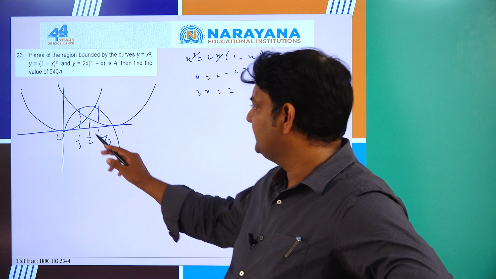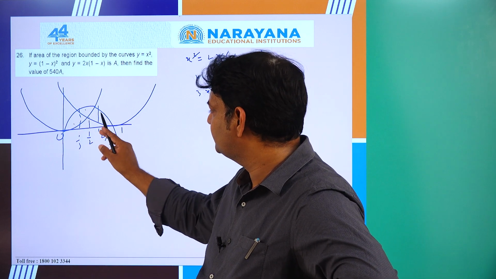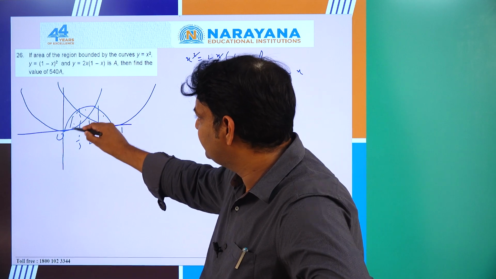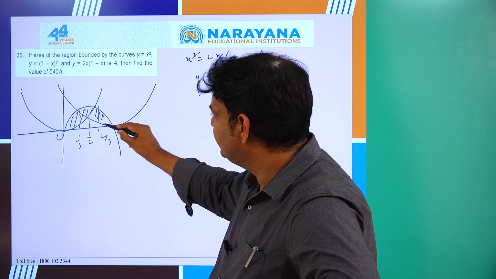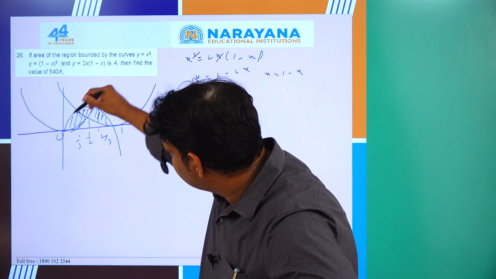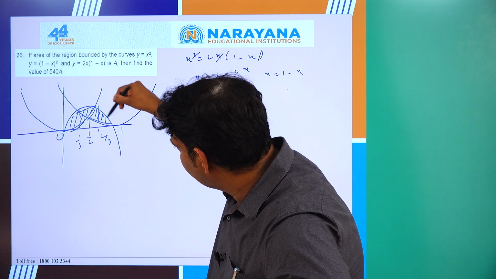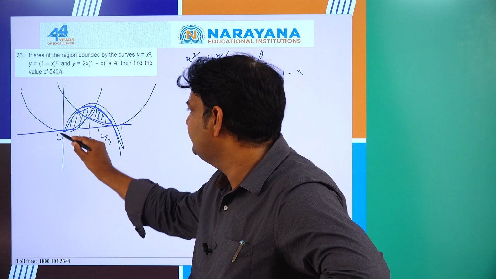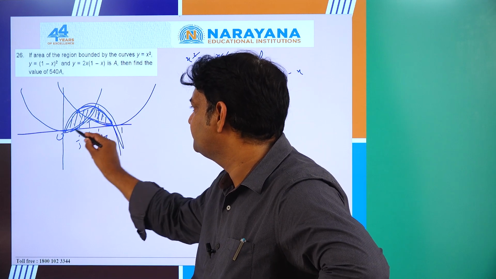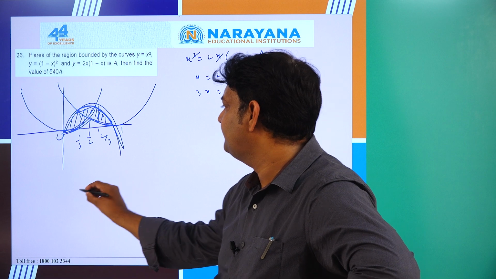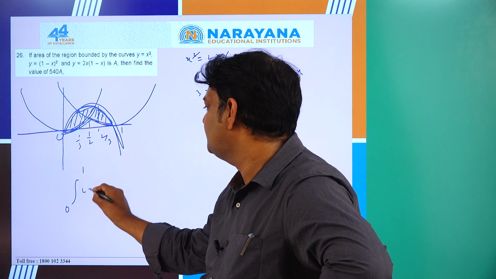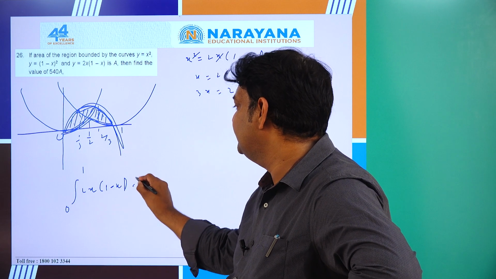Because you are getting this portion also, this portion also, this portion also bounded between the three curves. So let us assume that this is the thing he is asking, bounded by the three curves. So what we will do, from this portion we will just subtract this portion. That is integral 0 to 1, what is this curve? 2x into 1 minus x dx.